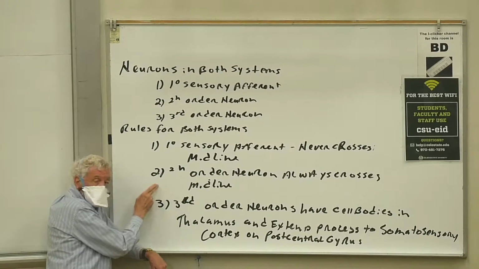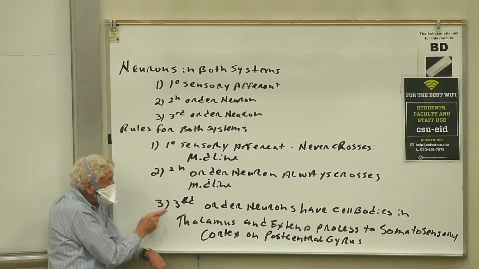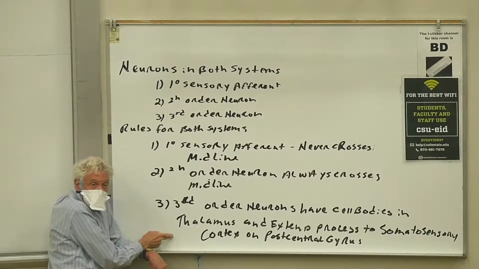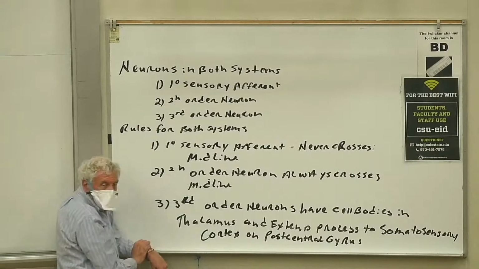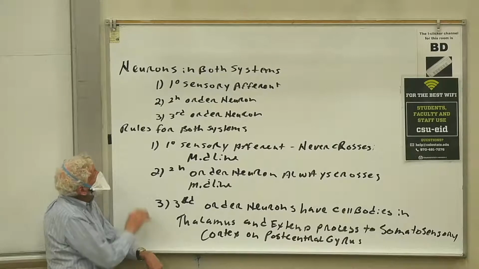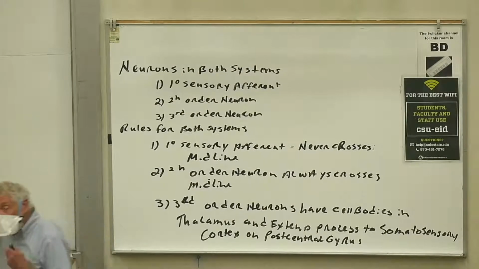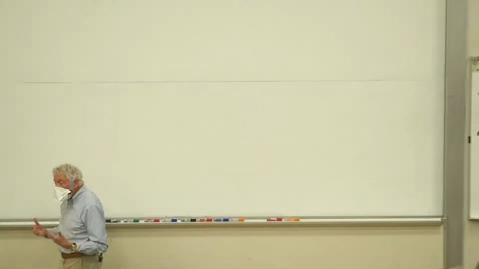So the first order neuron synapses on the second order neuron. The second order neuron synapses on the third order neuron. The third order neuron will in turn send processes to the somatosensory cortex, where it forms synapses. We'll talk about all of this, and I hope today to get to something known as Brown-Séquard. Brown-Séquard is a hemisection of the spinal cord. If we can walk through it and you gain understanding from it, you pretty much understand those systems.